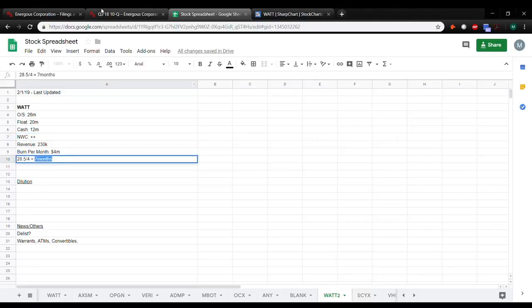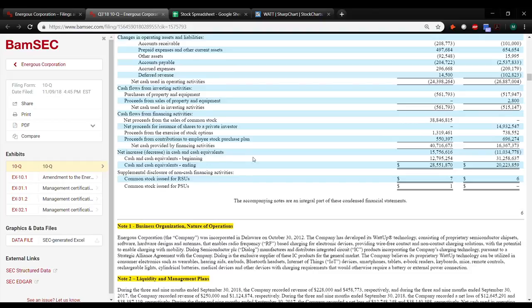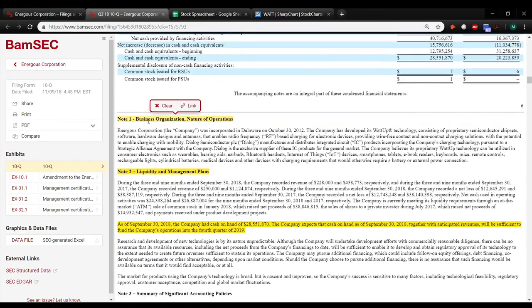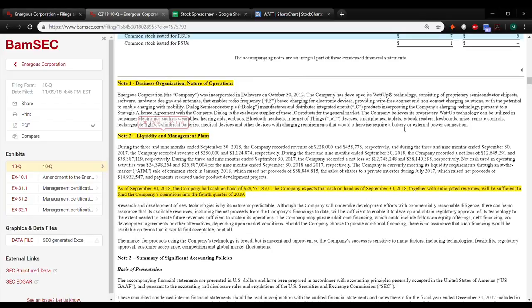So there's not much dilution. I wanted to scroll down here. Some of the other things, obviously, are the nature of the business, which I already know. Then liquidity and management. This usually gives you a little bit of updates on the offerings and the cash situation.